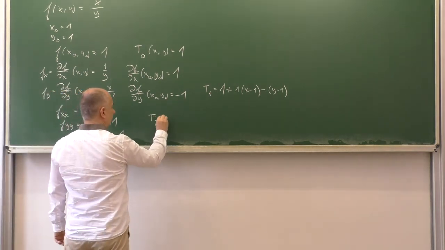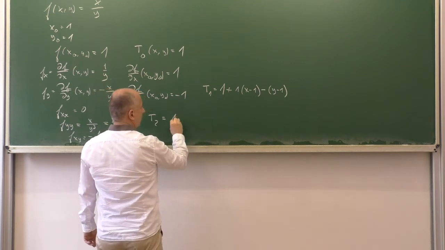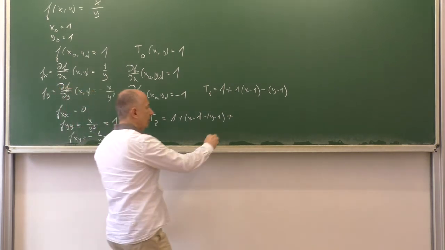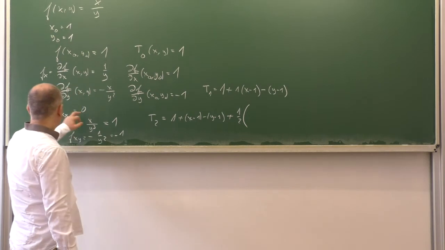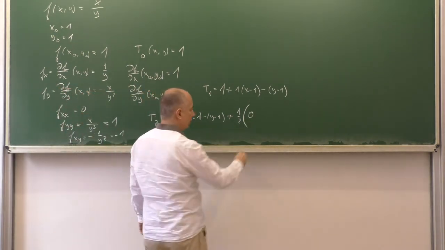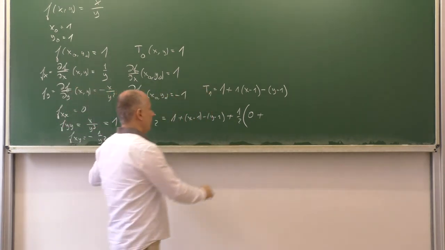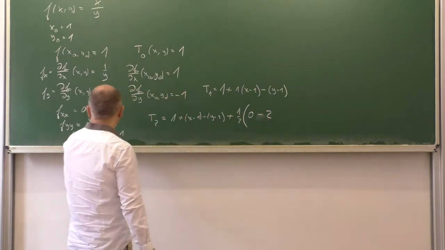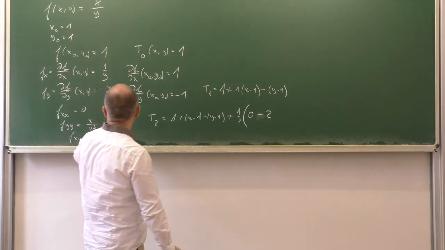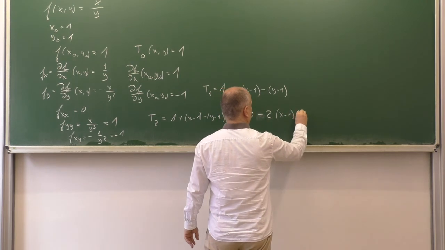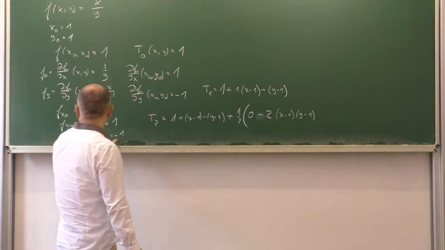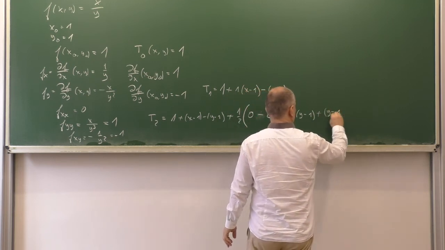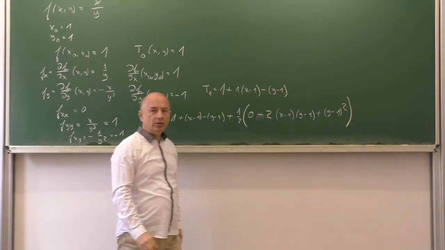So the Taylor polynomial of order 2 starts as t1, which is 1 plus x minus 1 minus y minus 1, plus 1/2 of the second derivative, which is 0, times x minus x0 squared, plus the mixed derivative, which is minus 1, and we factor out 1/2, so we are at 2 times minus 1, times the two brackets x minus 1 times y minus 1, plus the second derivative with respect to y, which is 2 times y minus y0 squared. So this is the second order Taylor polynomial.